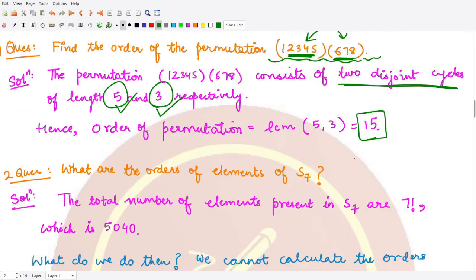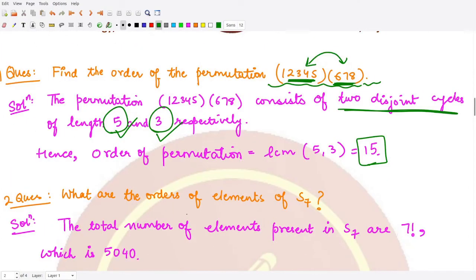So the next question is, what are the orders of elements of S7? Now under S7 we have many elements. How many elements do we have? We have 7 factorial elements, that we already know, and 7 factorial is equal to 5040. So in total these many elements. To write down all the elements in a notebook, see what the order is, and then perform the calculations, that would be quite a lengthy process, right?